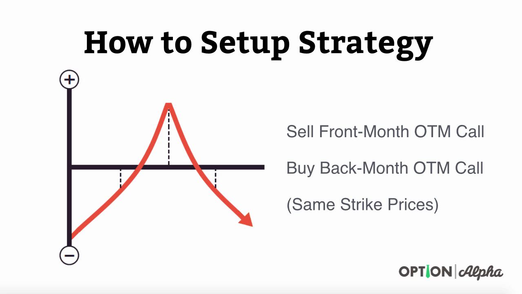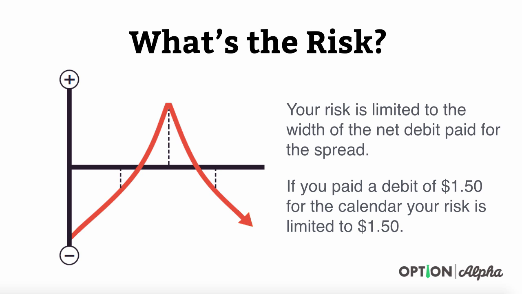Then what you're going to do is you're going to buy a more expensive back month option. So the next monthly option that's out, an out of the money call at the exact same strike price. So we're going to be trading two different months, but pinning the exact same strike price.